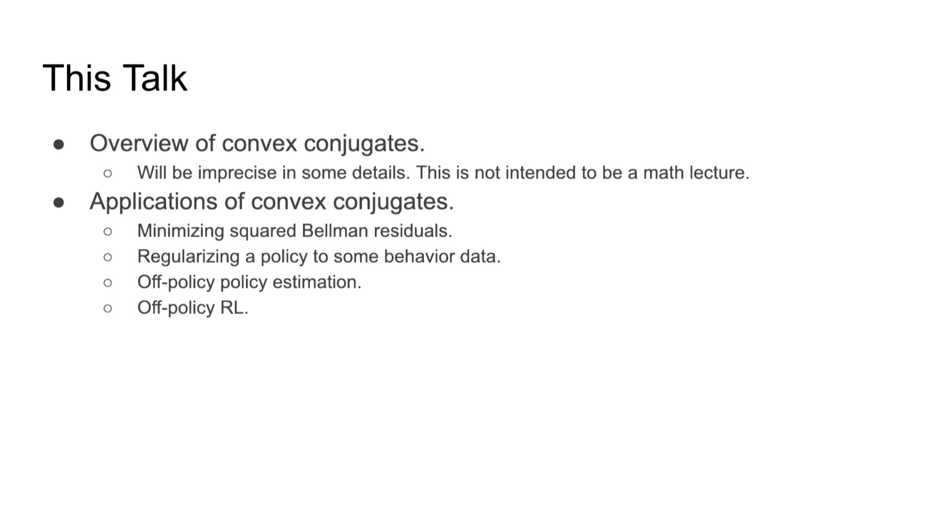And that's it. So that's the end of the talk. So we've gone over convex conjugates. I've given you the bare minimum you need for like 99% of the cases, right? It's pretty easy. The 2 or 3 things you need to know are pretty easy to know, and the rest is just formalisms. And we've seen this in a variety of applications, right? The square-Bellman residual, regularizing a policy, off-policy policy estimation, and off-policy RL.